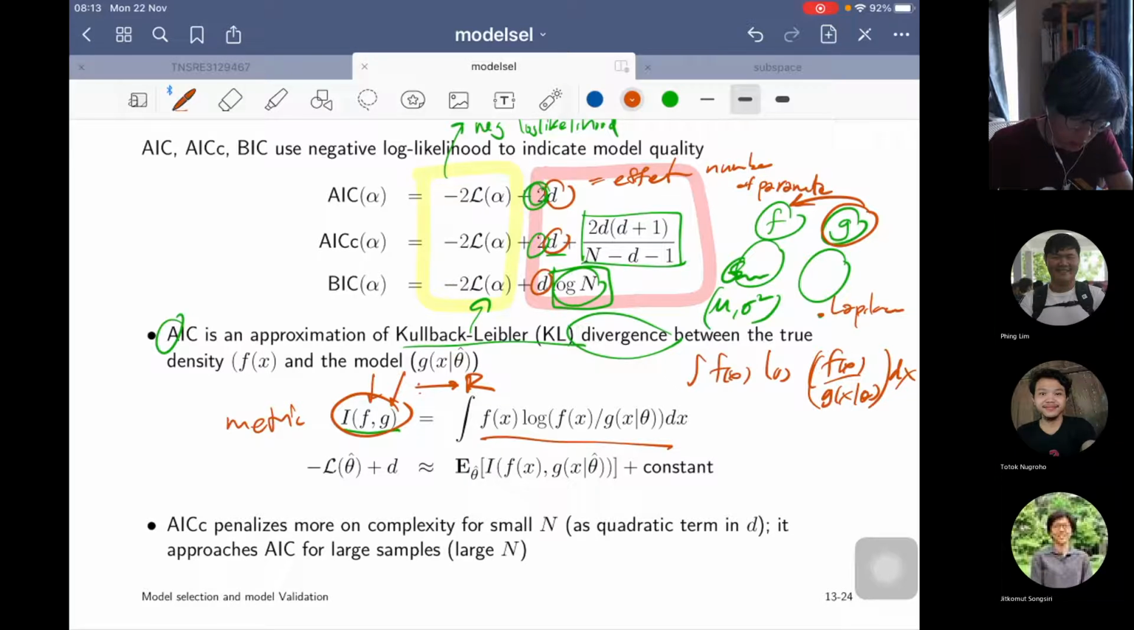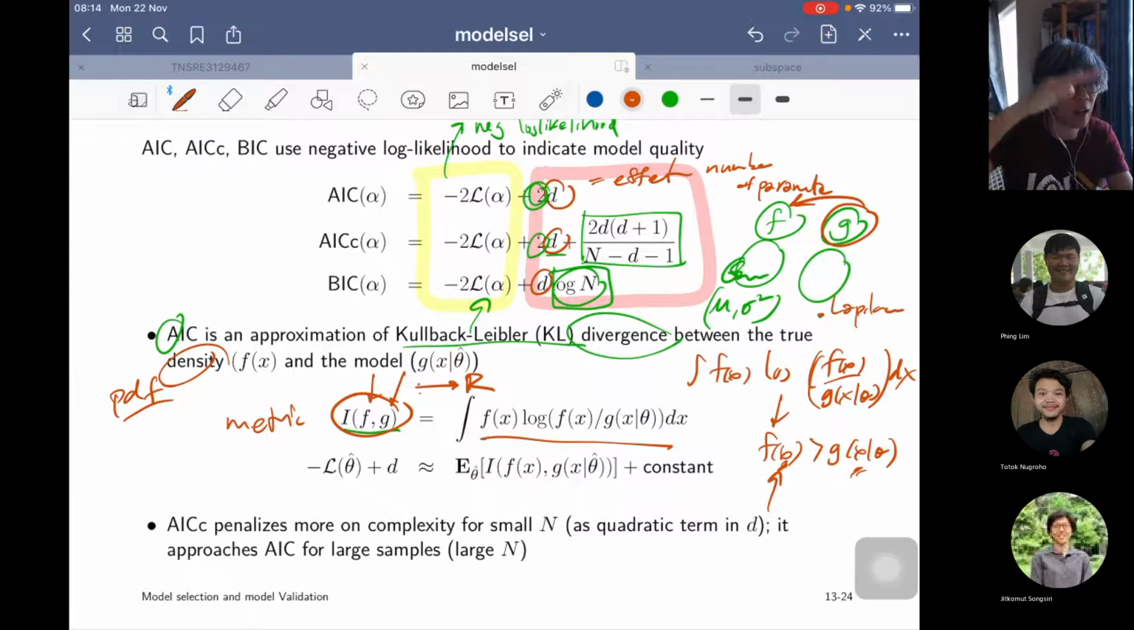Obviously, if you have samples drawn from the true density F, where this is a probability density function and G is the assumed density, then f(x) must be bigger than g(x) when evaluated at samples drawn from the population, because the true density gives the higher likelihood. So the ratio is always bigger than 1, the log is non-negative, and the KL divergence is always a non-negative value.